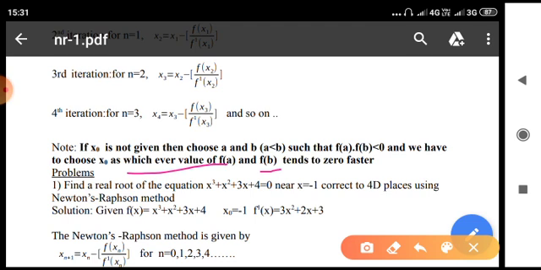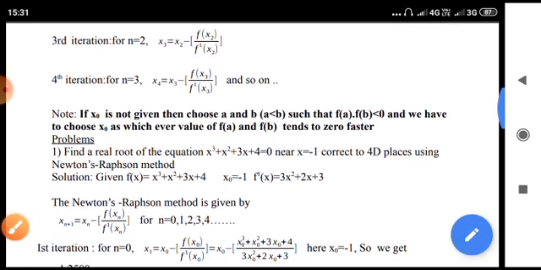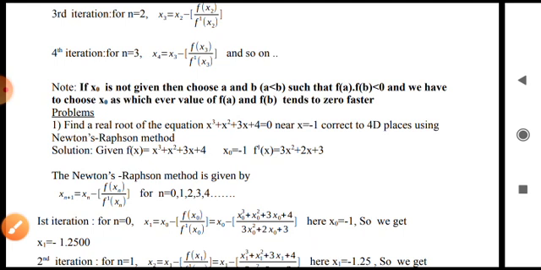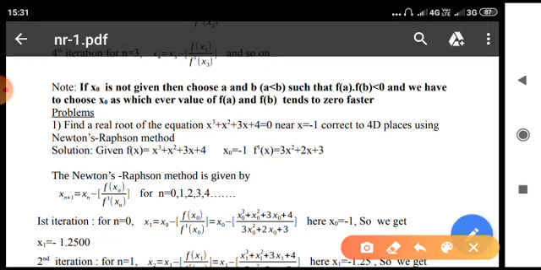Now we will work out some problems. First problem. Find a real root of the equation x^3 + x^2 + 3x + 4 = 0 near x = -1. Correct to 4 decimal places using Newton-Raphson method.